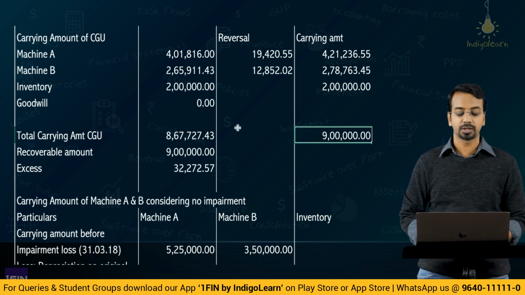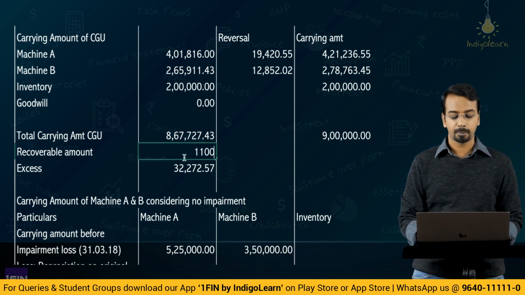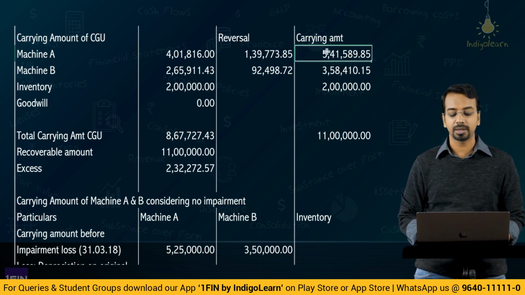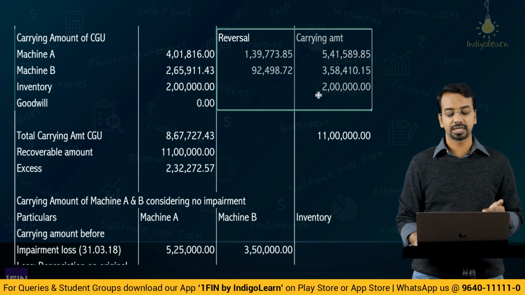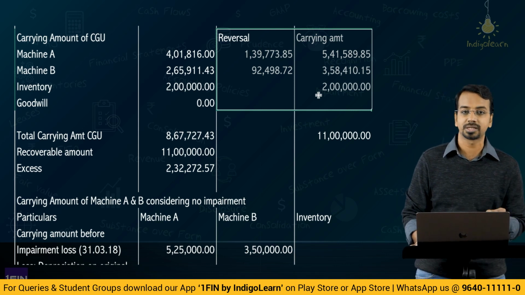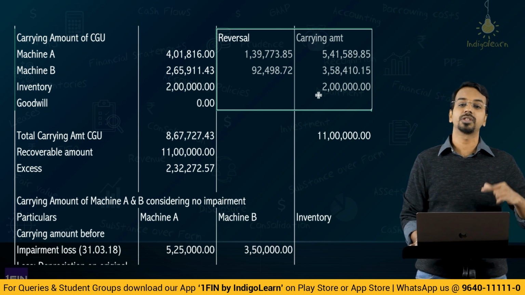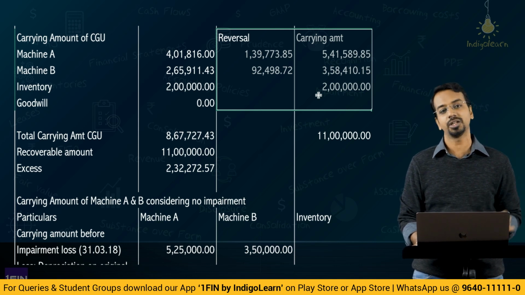The first scenario, as per the question, is 11 lakhs, right? Had you taken the entire reversal, then the carrying amount would have been much higher, which is not allowed. So in that case, we will do as per the workings that we have done below. Maximum reversal possible is to the extent of the difference between carrying amount without impairment and carrying amount after impairment.